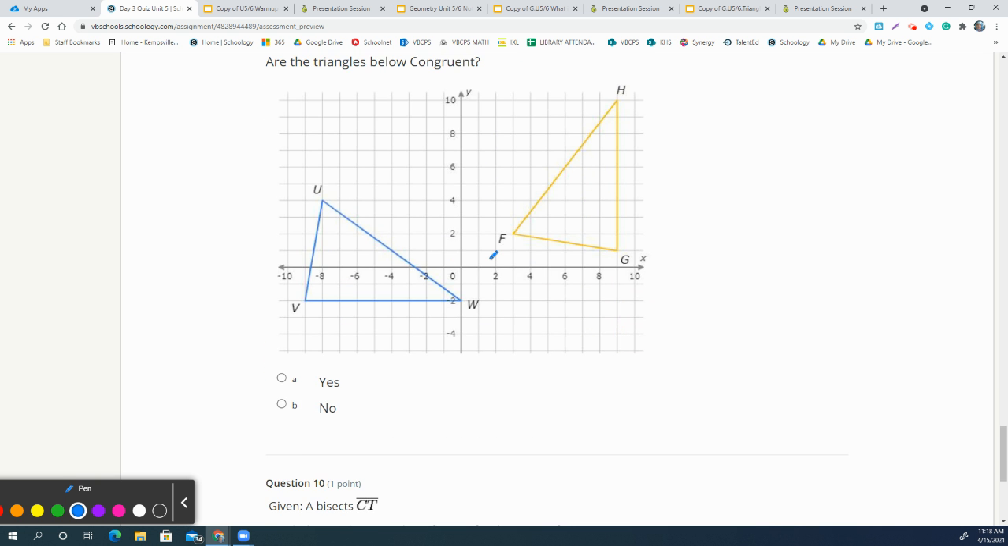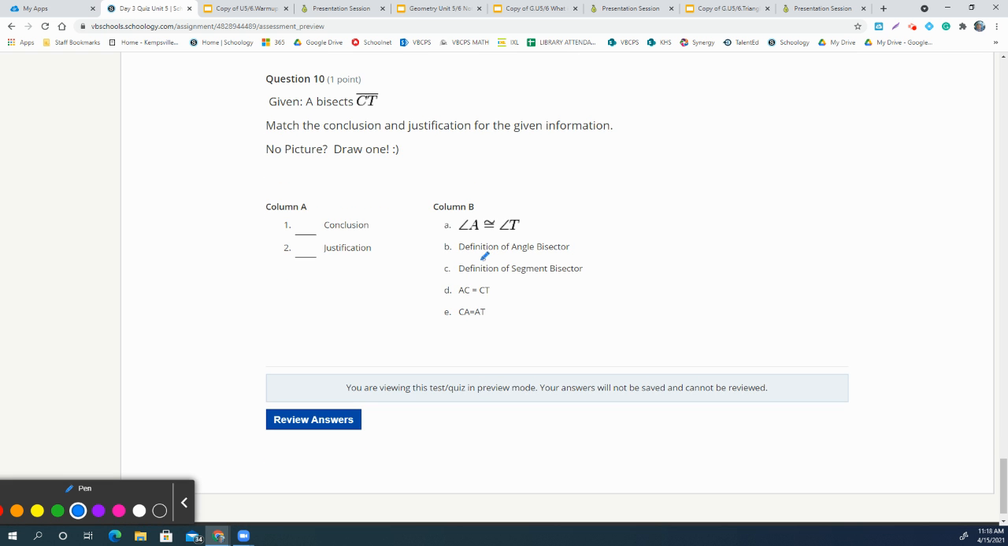Question number 9 looked great. Question number 10. A bisects CT. There's no picture. Draw yourself a picture. Invest in your own success by drawing a picture. It doesn't have to be super neat. CT is my segment, and A bisects it.